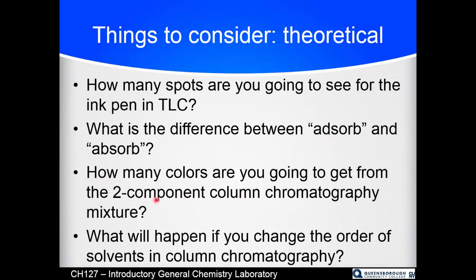When you're doing column chromatography, your components, there are only two of them. So how many colors, how many bands of sample are you expecting to see come out the bottom of that column? And what would happen if instead of doing water first, you did ethanol first? What would happen if you did ethanol first instead of water first? How is that going to change your TLC?